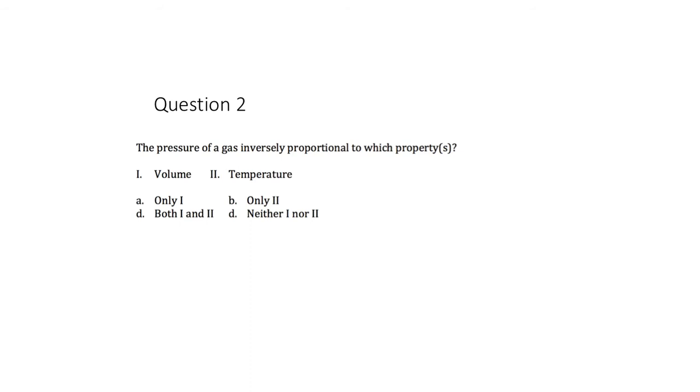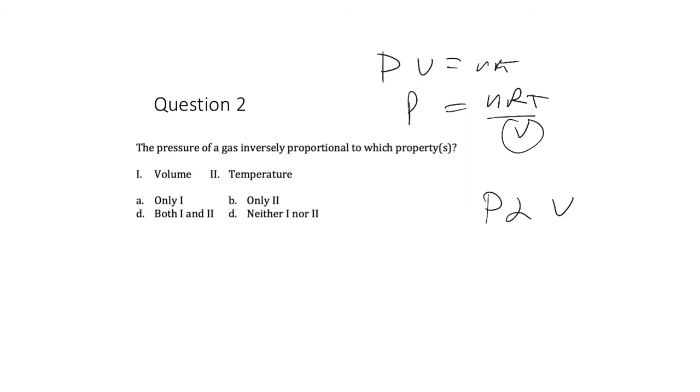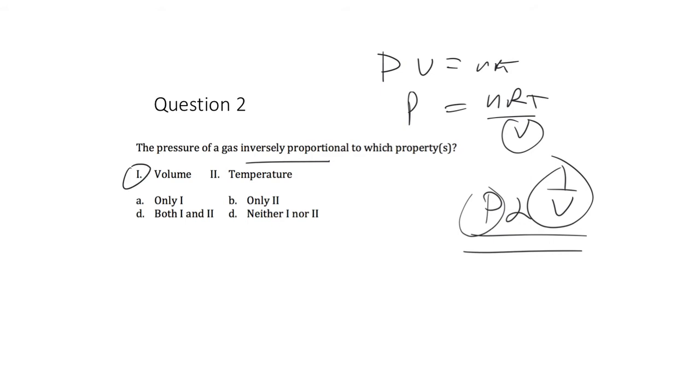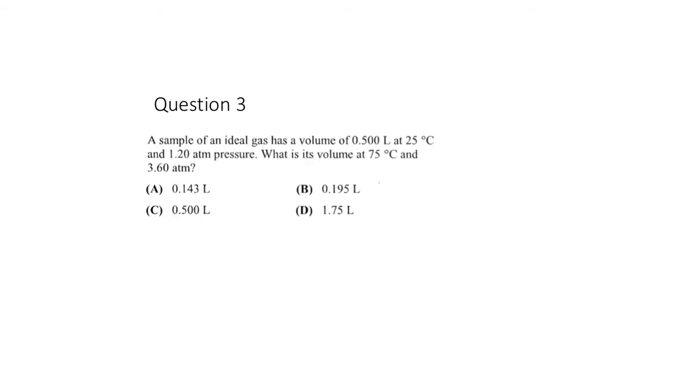Question 2, the pressure of a gas is inversely proportional to what properties? So P is equal to nRT over V, inversely proportional to volume. So inversely proportional is 1 over volume. But temperatures are direct. Pressure and temperature are directly proportional. So only 1.